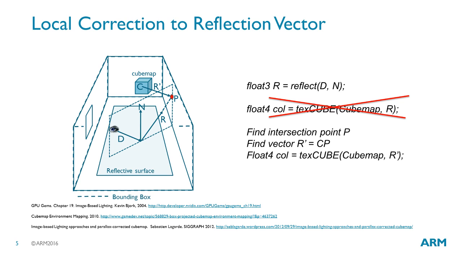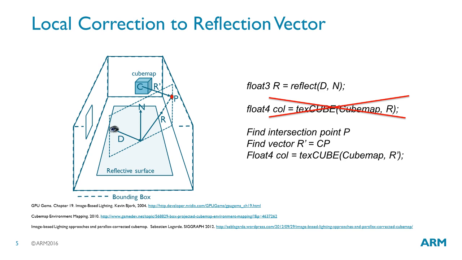And this problem was solved already in 2004 and was improved later in the following way. Instead of using the reflection vector to fetch the texture from the cube map, we will apply the so-called local correction to the reflection vector. So we use a proxy geometry that will simplify our scene.